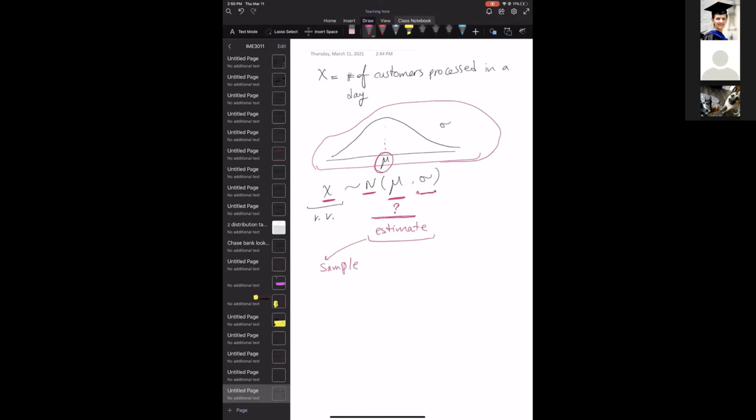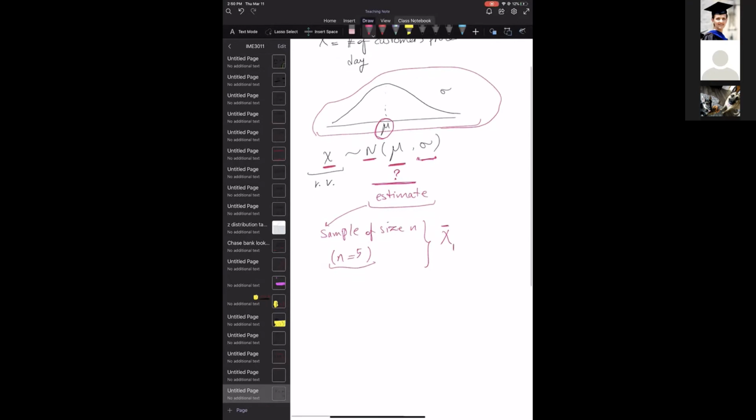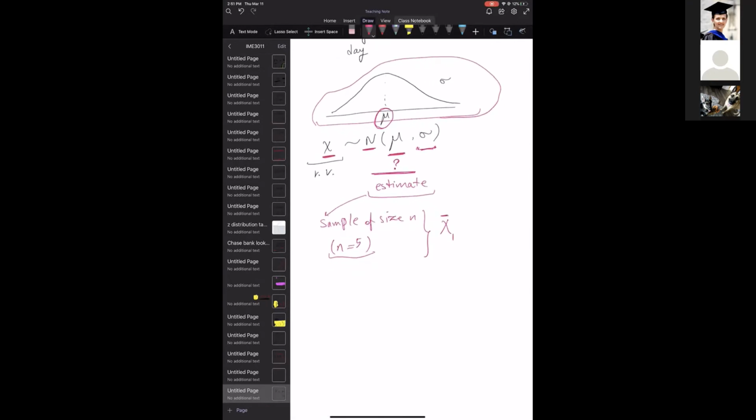I can take a sample of size n, and here n is 5. We took a sample, we ran the simulation for 5 replications, or looked at what happens in the restaurant in 5 days. So the sample size here is 5. And then I look at the average across this sample. I'm going to show it by x bar 1. So across this sample, this is the average that we came up with, and I'm going to report that as an estimate for this unknown mu.